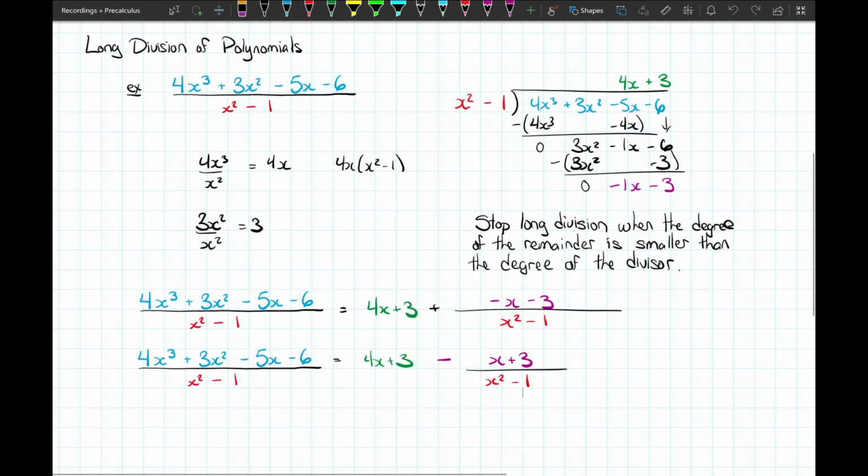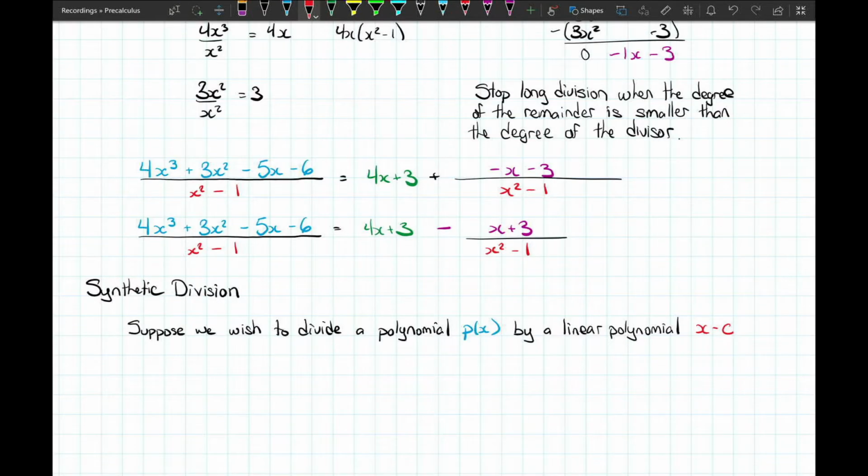Whereas long division is very similar to long division of whole numbers, we have another method of division called synthetic division. Let's suppose that we have a polynomial, p of x, then that would be our dividend. And we want to divide by a linear polynomial x minus c, and that would be our divisor.